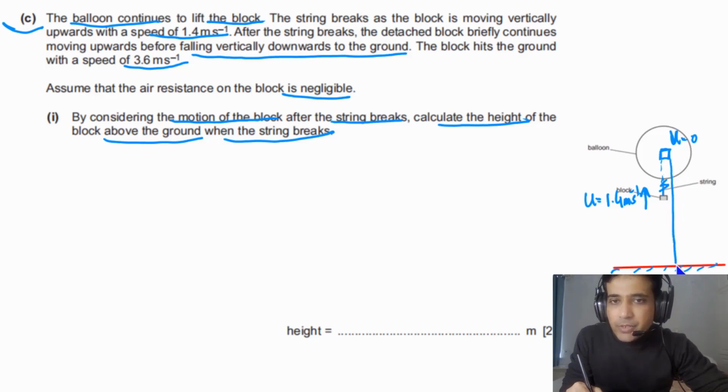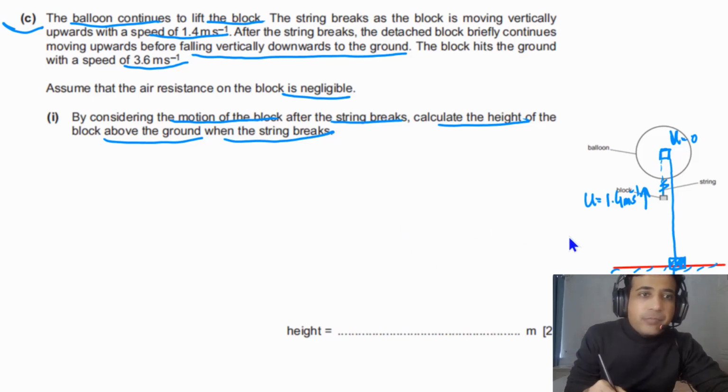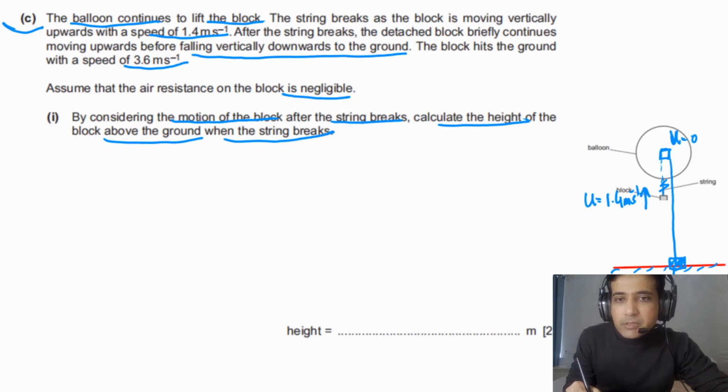So it will hit the ground, and the speed when it hits the ground, that is given, and that speed we can say is v. v is equal to 3.6 meters per second. And for this question we need to find out this height. Means this height we need to find out. The question is asking us to calculate the height when the string breaks. So this height we need to calculate.